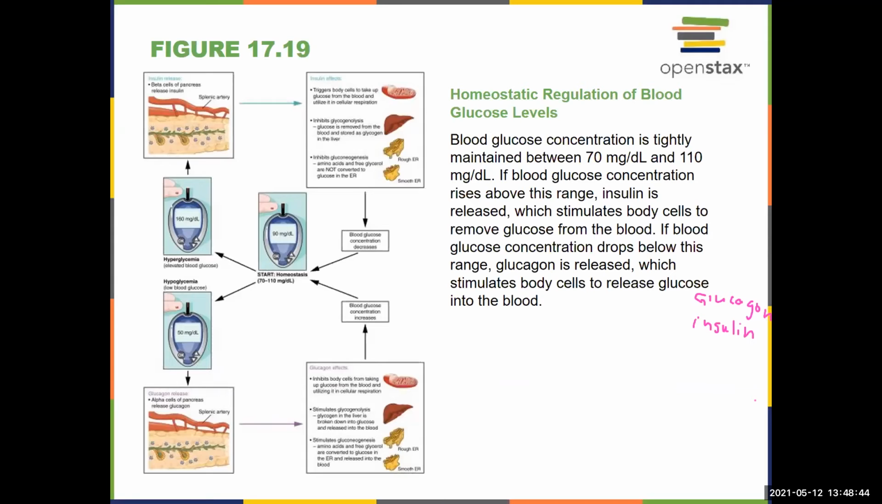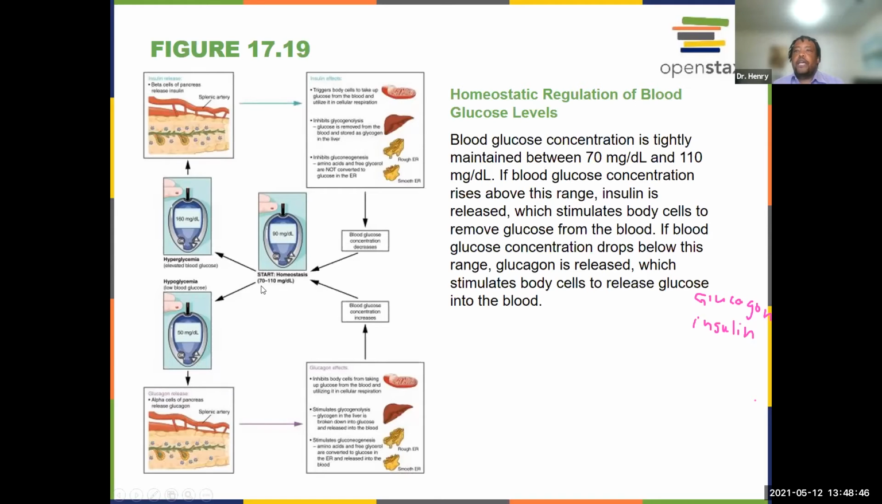So our glucose levels have to be under the 110. That's right. Yeah. So our glucose levels need to be from 70 to 110. So if our glucose level is above 110, then we're considered to be hyperglycemic.